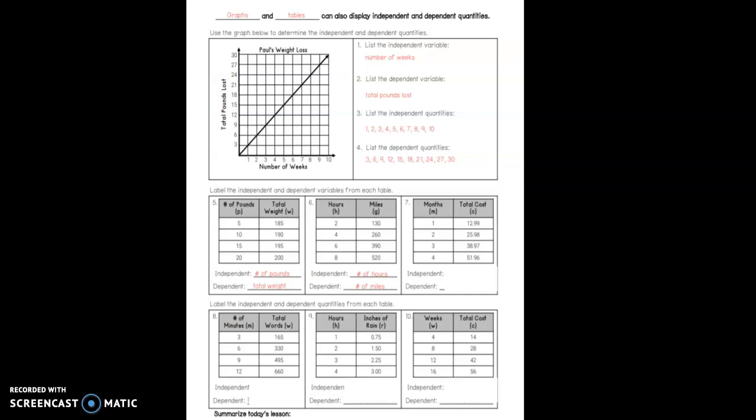All right, let's look at number 7. Pause the video when you're going to tell me what is the independent and dependent variable. Come back and check for your correct answer. All right, so the independent variable is the number of months and the dependent variable is the total cost. So that was kind of like our Netflix subscription problem from earlier.